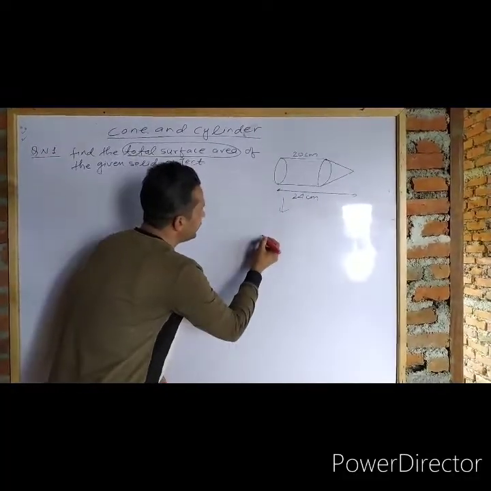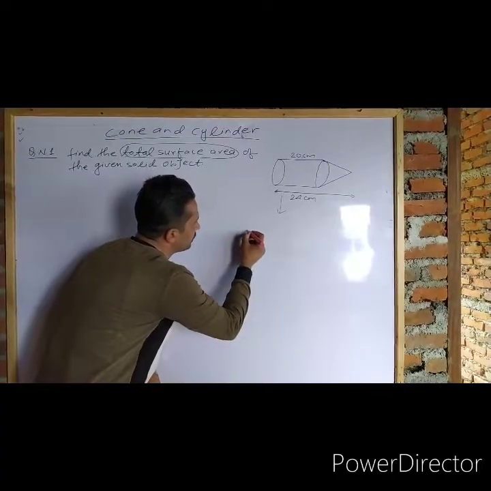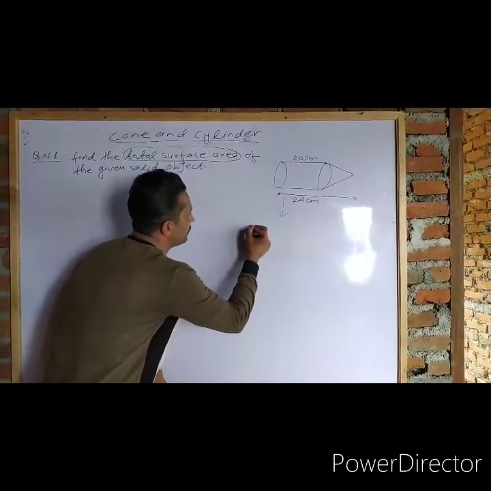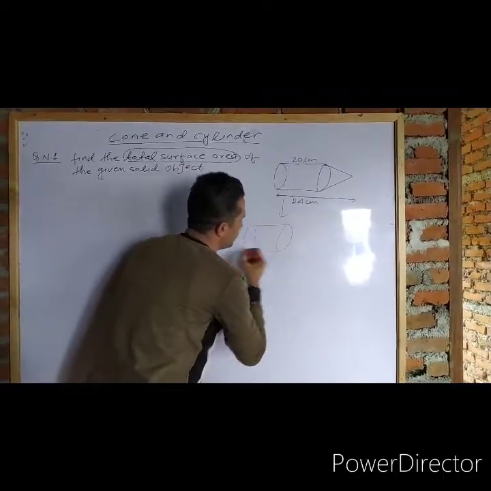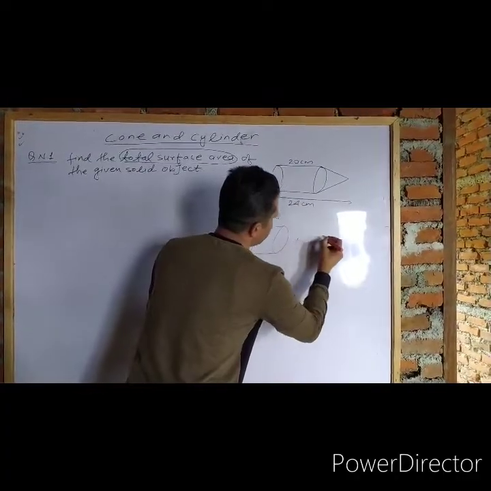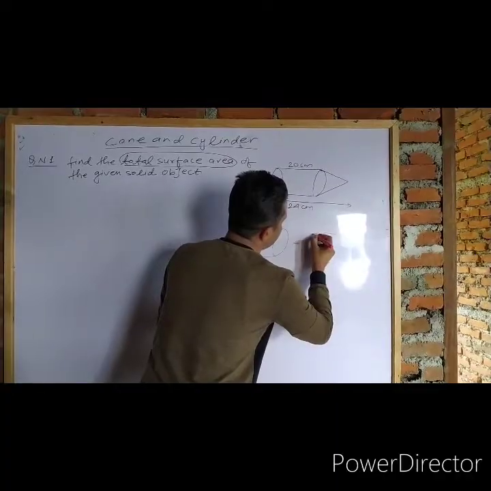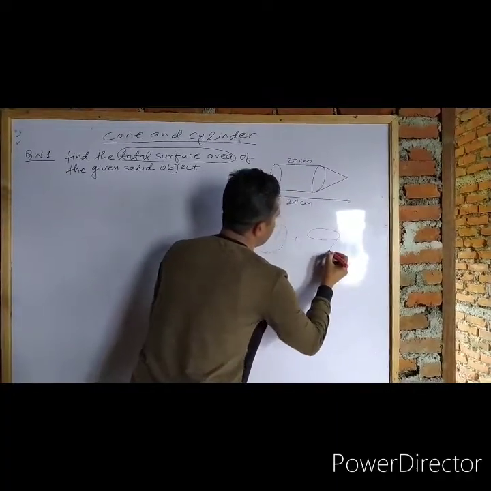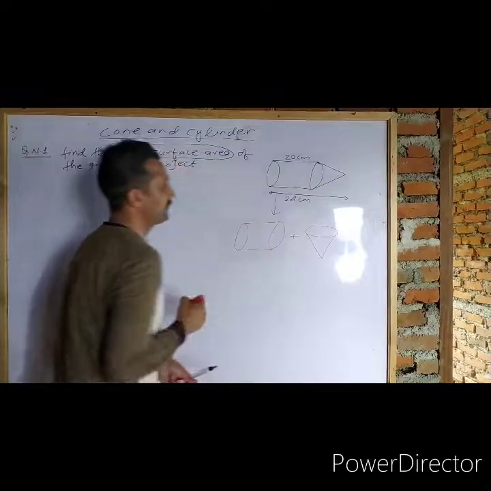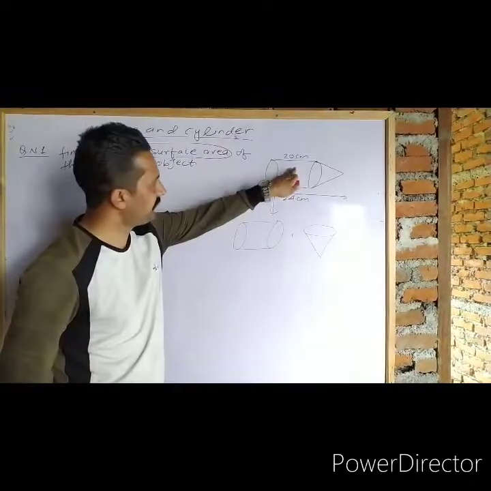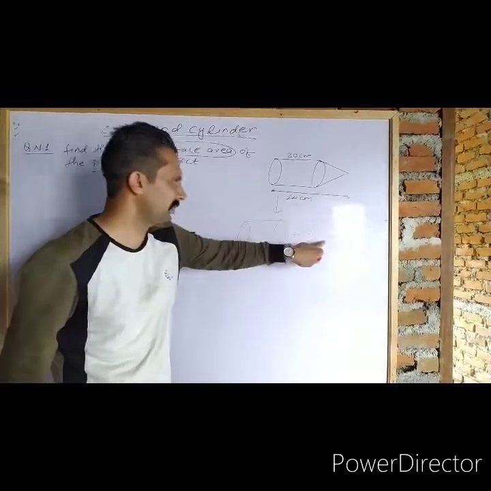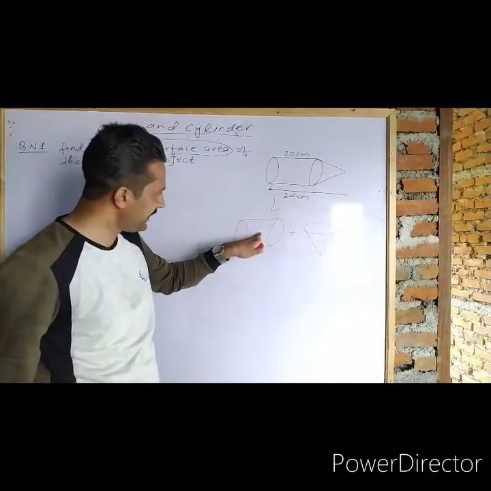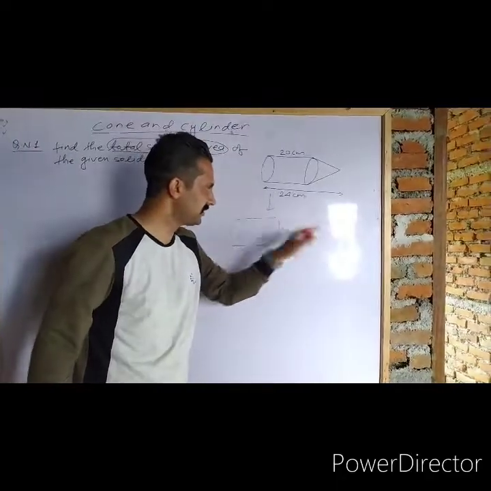Cone and cylinder. Let's separate these two figures. One is like this, plus another one. This solid figure is combined by these two solids. One is cylinder, another is cone.